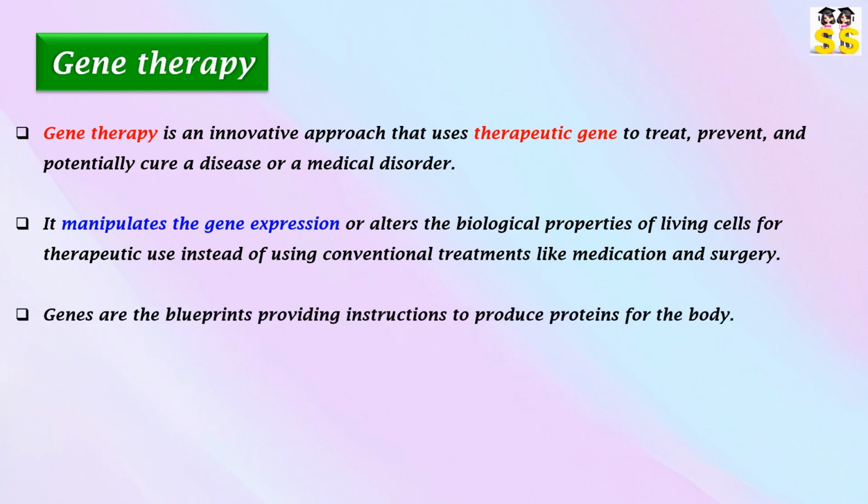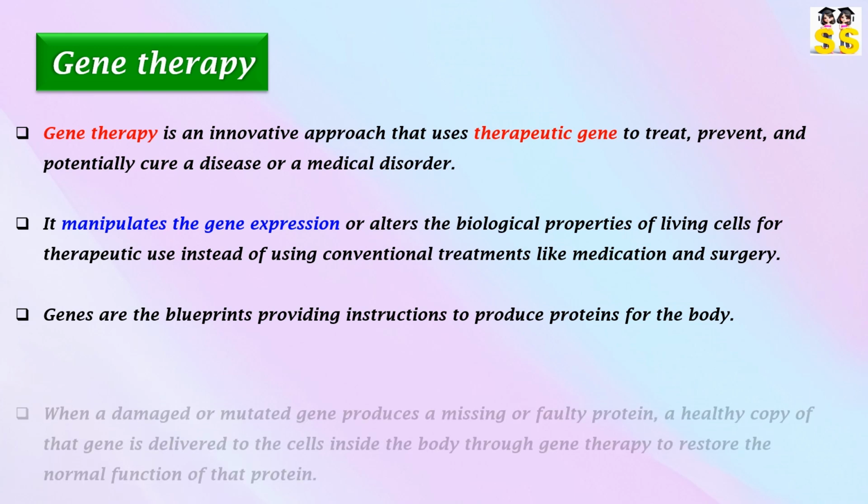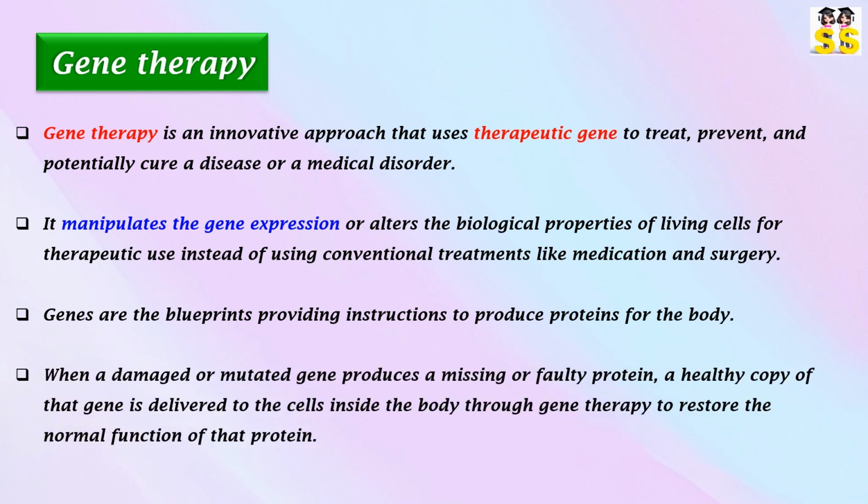Genes are the blueprints, providing instructions on how to make proteins for the body. When a damaged or mutated gene produces a missing or faulty protein, a healthy copy of that gene is delivered to the cells inside the body through gene therapy to restore the normal function of that protein.